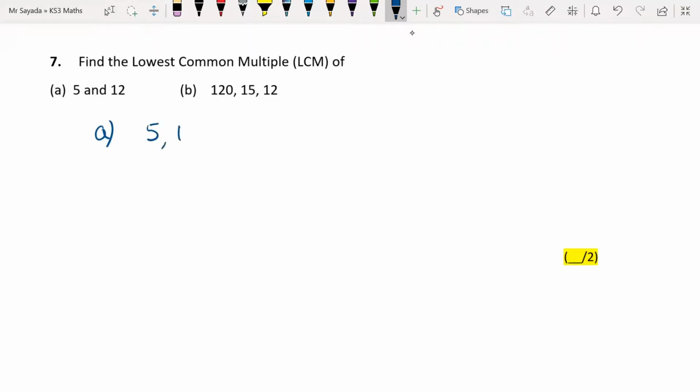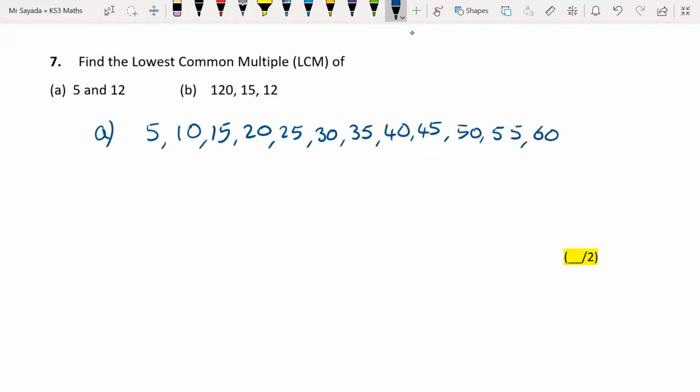Say it with me. 10, 15, 20, 25, 30, 35, 40, 45, 50, 55, 60. Let's stop there. Let's do the 12s now. Say it with me. 12, 24, 36, 48, 60, 72, and I'm going to stop there. And I want to find the lowest number, which is in both of those times tables.